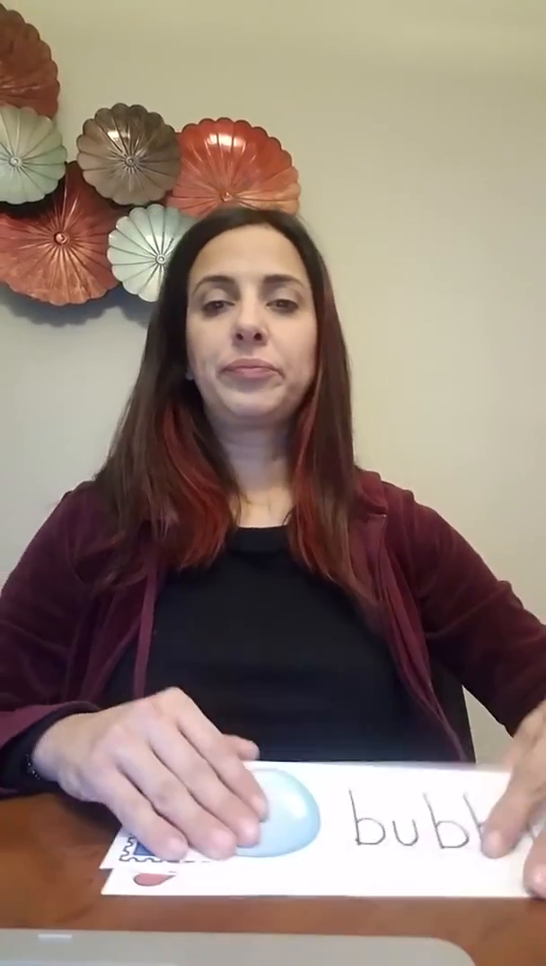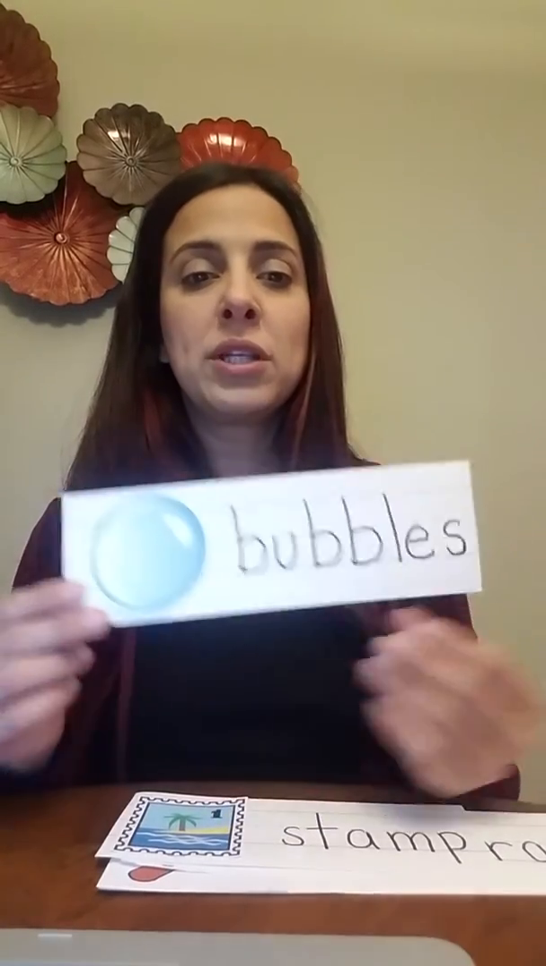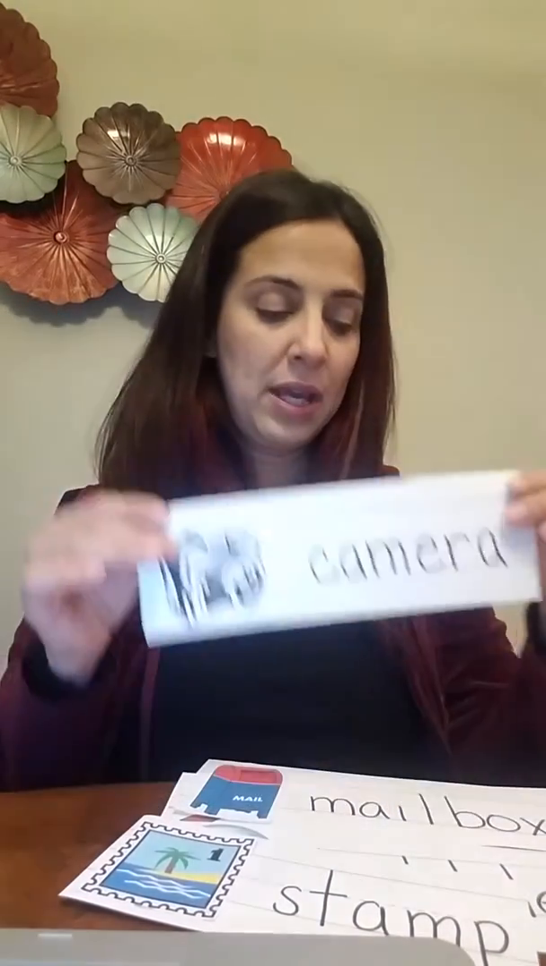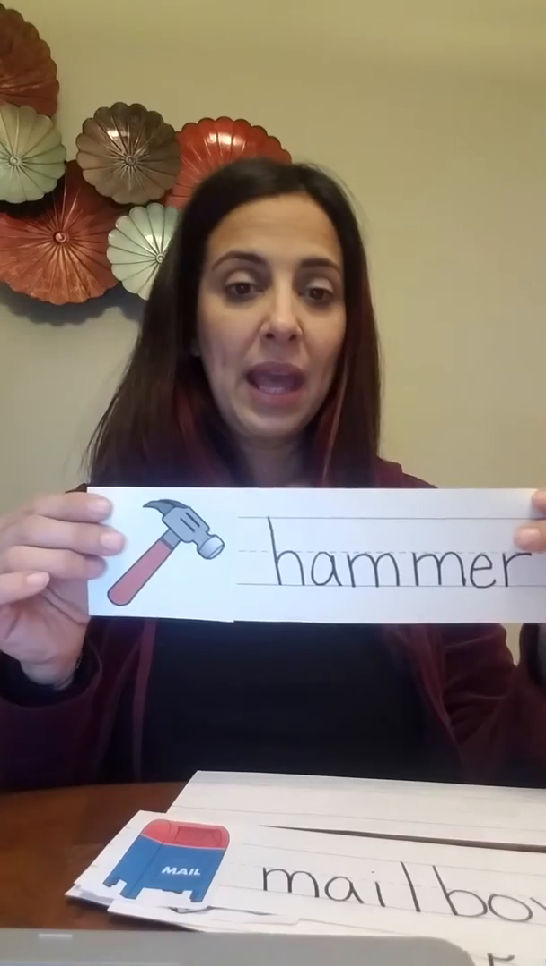For the final activity, the students will be asked to write down words on sentence strips, such as these. In preschool, alphabet identification and recognition are strong predictors of reading achievement later on in school. During this activity, there will be several words taken from the story, such as bubbles, stamp, camera, mailbox, and hammer.